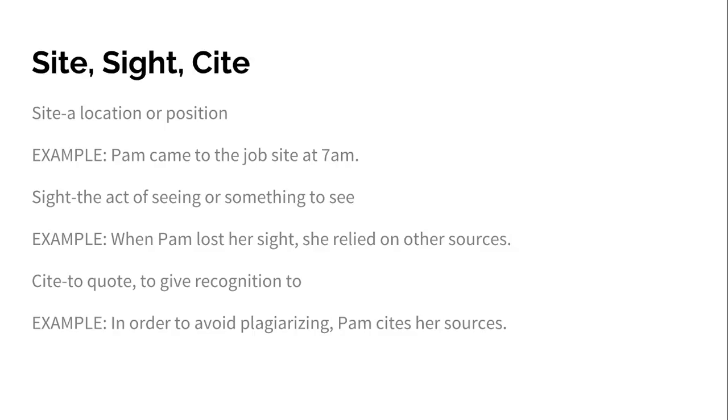Site, sight, and cite. Site, S-I-T-E, is a location or a position. Pam got to the job site at 7 a.m. Sight, S-I-G-H-T, is the act of seeing or something to see. For example, when Pam lost her sight, she relied on other senses. Cite, C-I-T-E, means to quote or to give recognition to. In order to avoid plagiarizing, Pam cites her sources.